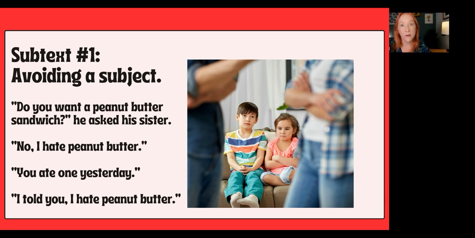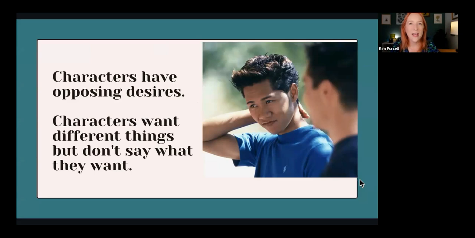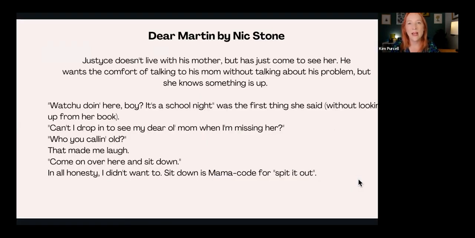Two kids are watching their parents fight. What did they talk about? A peanut butter sandwich. They're not talking about the fighting. Another case of subtext is when characters have opposing desires, and then they don't say what they want. Here's an example of that in Dear Martin by Nic Stone. You can pause me now and read.